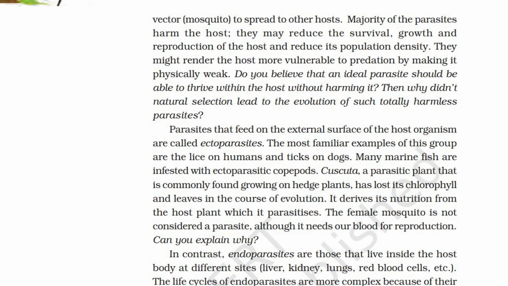Parasites that feed on the external surface of the host organism are called ectoparasites. The most familiar examples of this group are the lice on humans and ticks on dogs. Many marine fish are infested with ectoparasitic copepods.